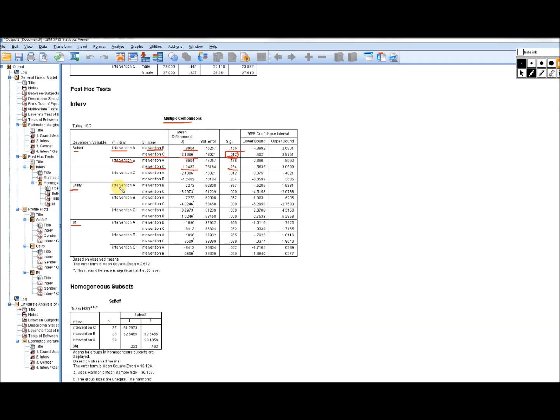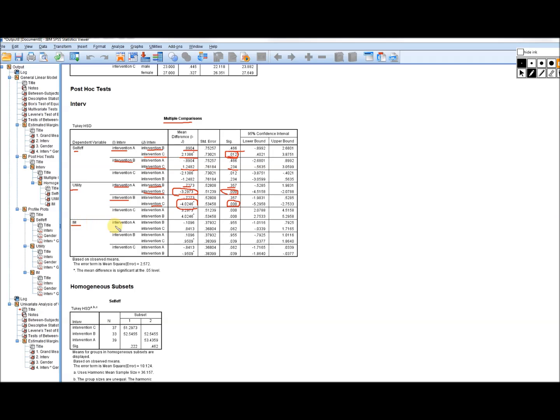When we look at utility, we've got intervention A versus B. No difference between those two groups on utility. Intervention A versus C, you can see that actually intervention C scored about 3.297 points higher on average than intervention A, and that difference was statistically significant. So C actually scored higher on utility than A. When we look at intervention B versus C, you can see that C actually scored higher on utility than intervention B, and that difference was also statistically significant.